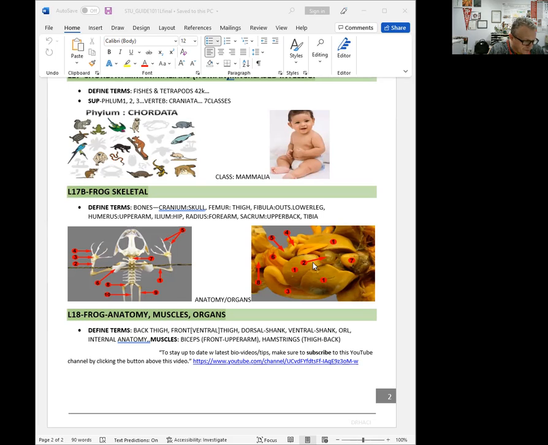Just to recap, these are the 3 labs, vertebrates and invertebrates, including arthropods, echinodermata, chordates, and basic major muscle systems, types of muscles, their function, the bones, and the major organs that we cover.